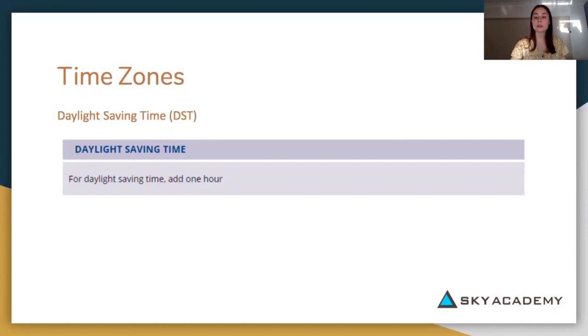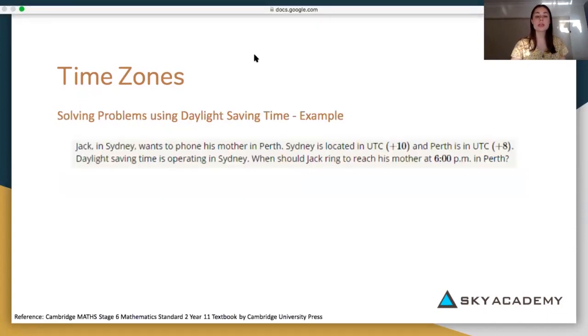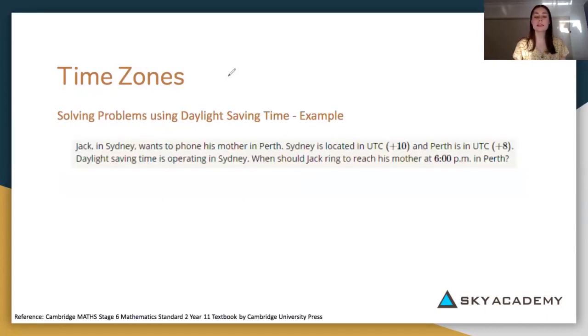So Jack in Sydney wants to phone his mother in Perth. Sydney is located at a UTC of +10 and Perth is in a UTC of +8. So already we know that there's a difference of 2 hours. Daylight saving time is operating in Sydney. So that's a difference of 1 hour. When should Jack ring to reach his mother at 6 p.m. in Perth?